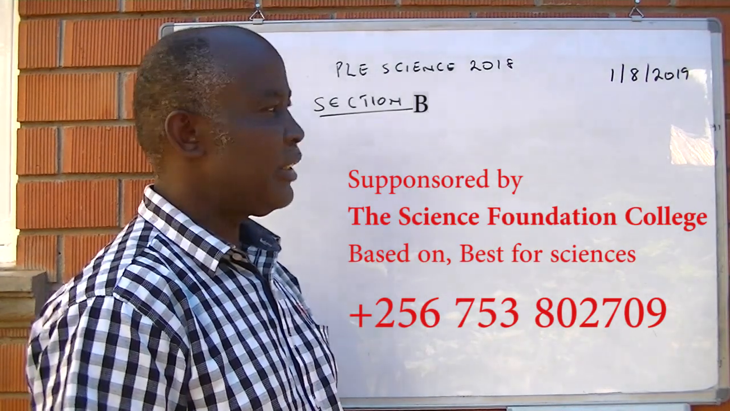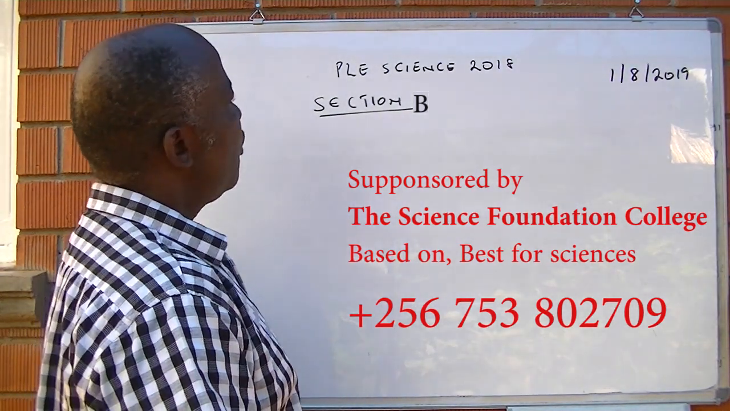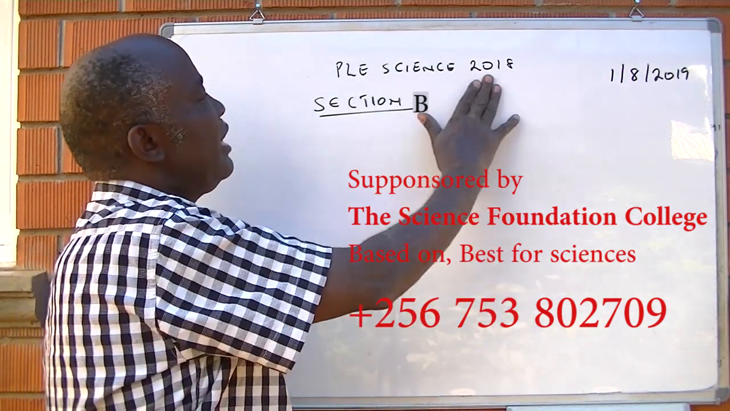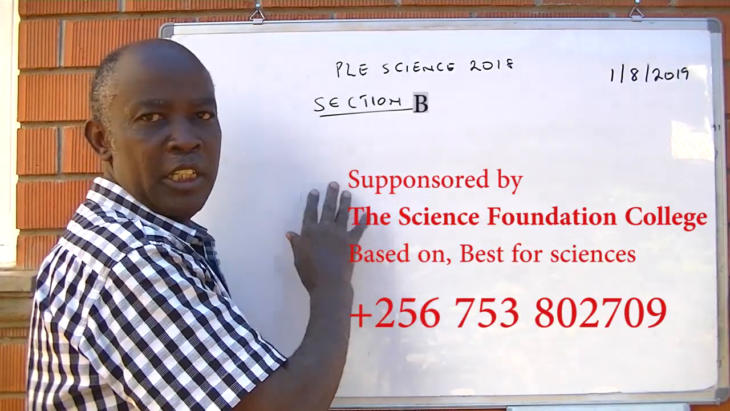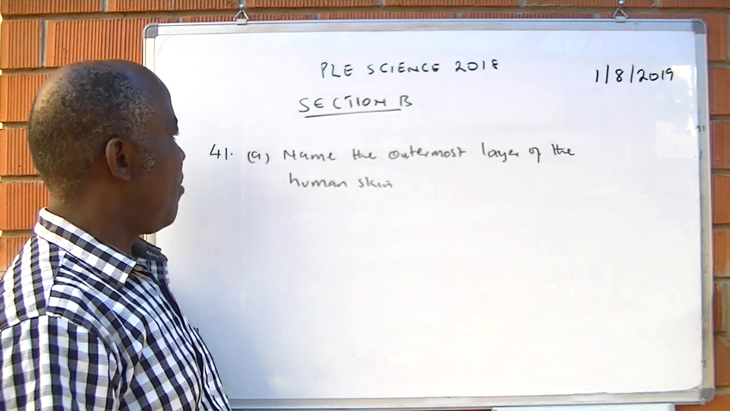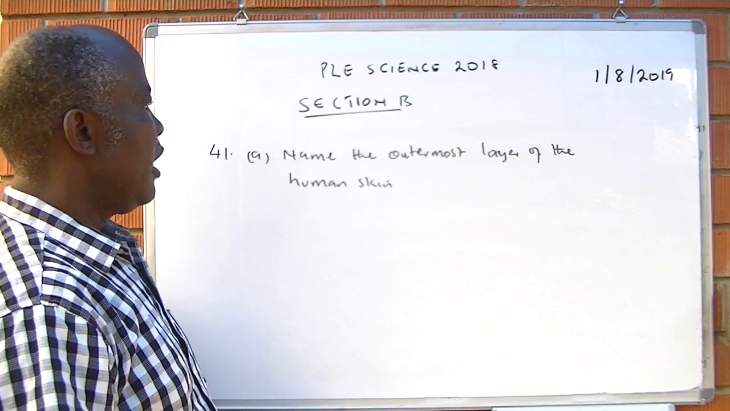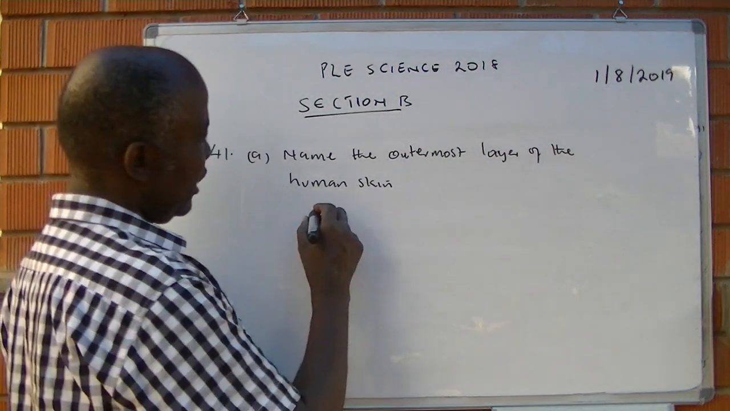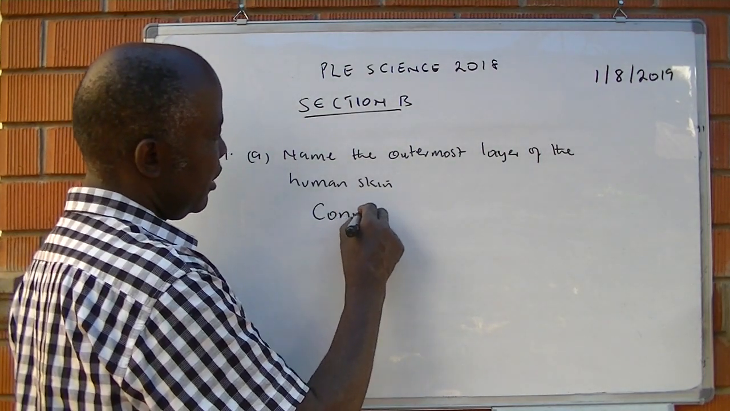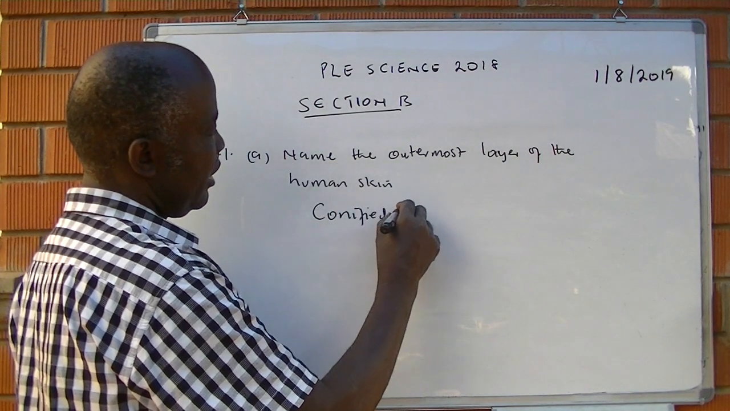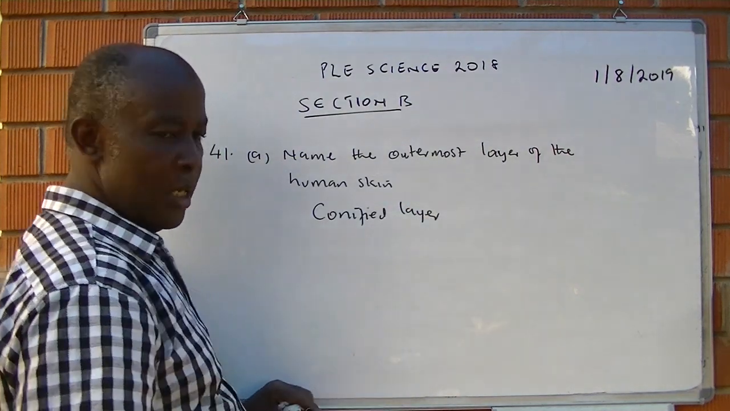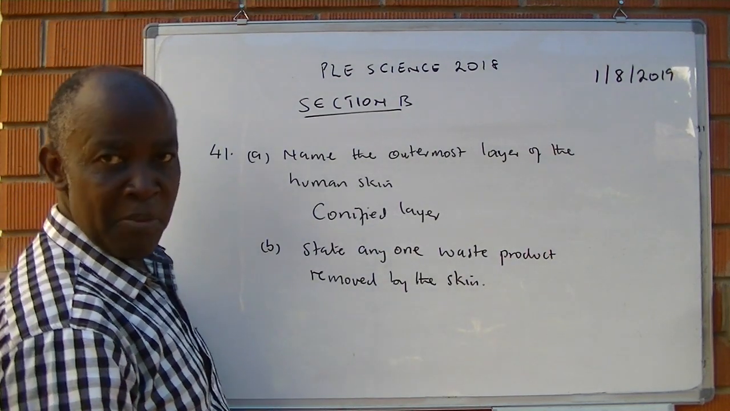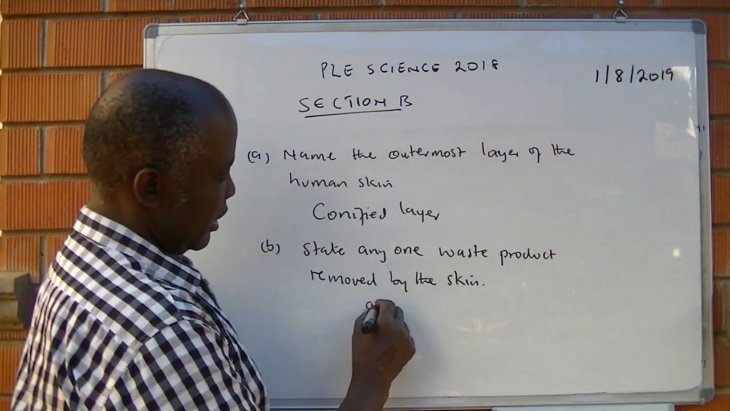Today, 1st August 2019, we are going to revise PLE Science 2018. Section B, number 41A, name the outermost layer of human skin. That is cornified layer. B, name any one waste product removed by the skin. That is urea.